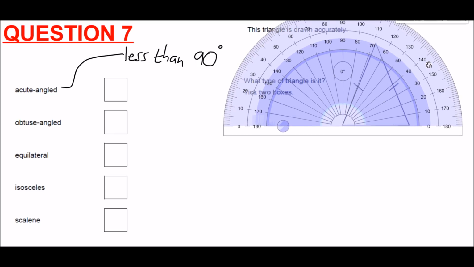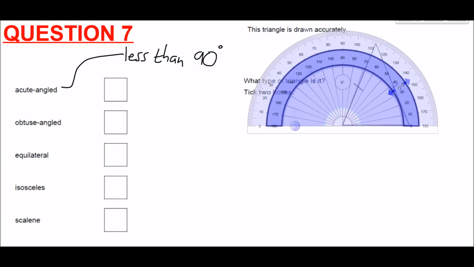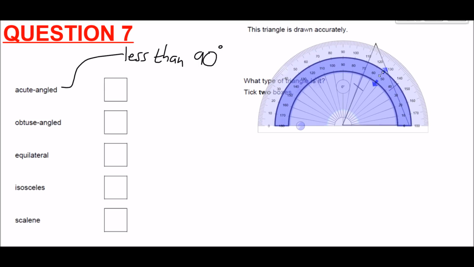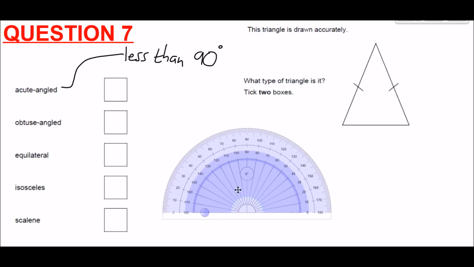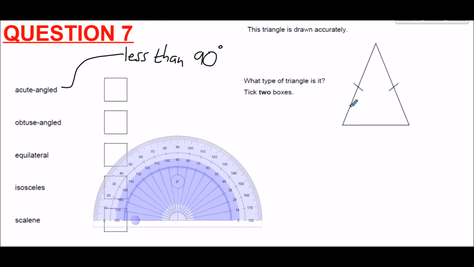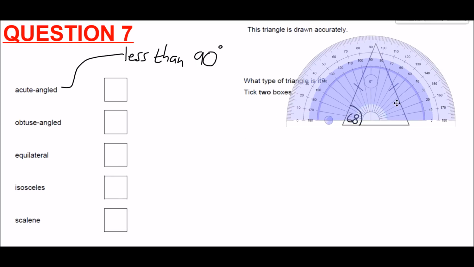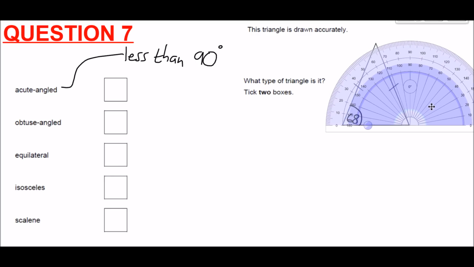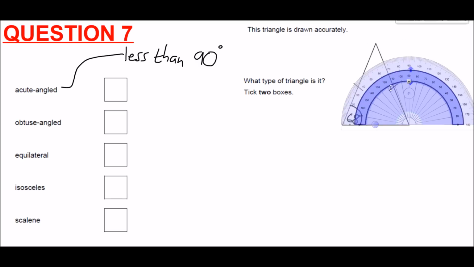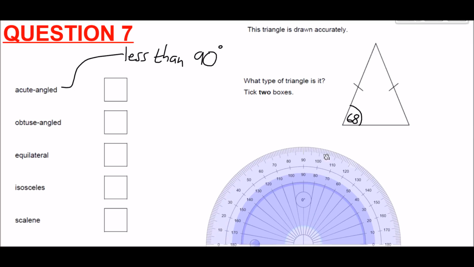So this first angle is somewhere between 60 and 70. So that to me looks about 68 or so. That's definitely less than 90. The other one on the other side, measure this angle, that's between 60 and 70 as well. That's again 68. So we can say this one's 68 too.